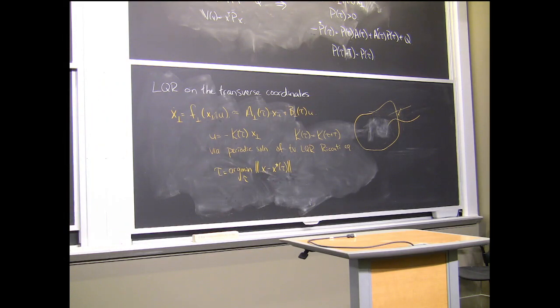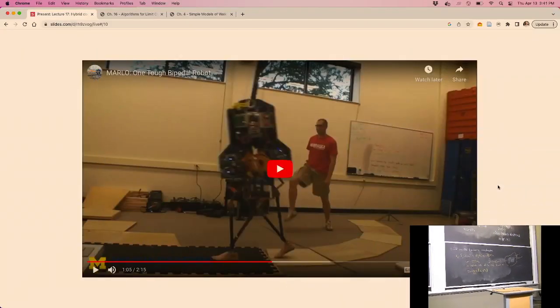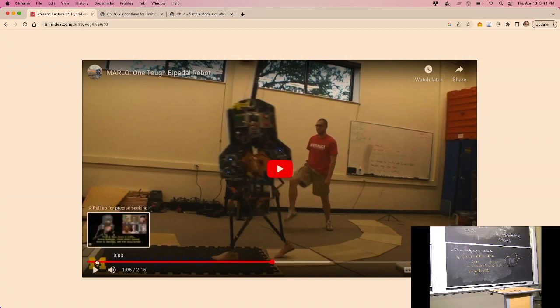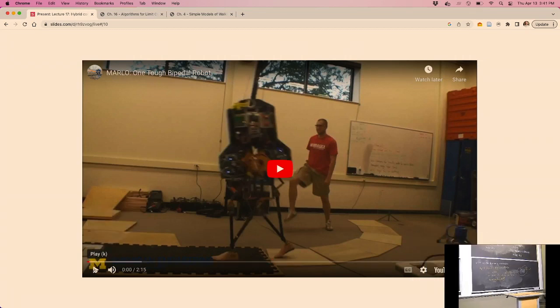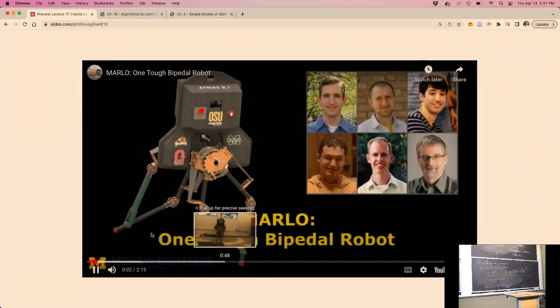So what does orbital stability look like for a biped? Let me just show this one thing and then I'll answer questions. This is Jesse Grizzle at Michigan. That's not Jesse, that's one of his students, but this is Michigan's walker. Oh, I should have done that.